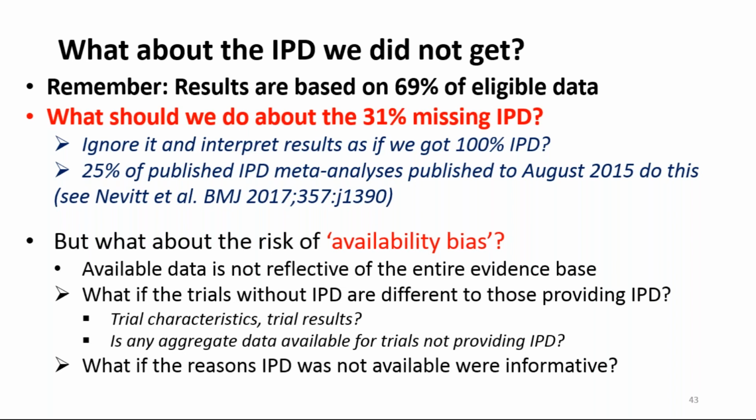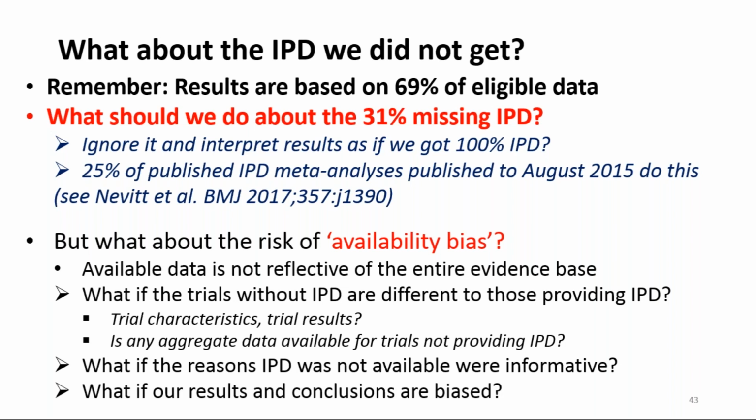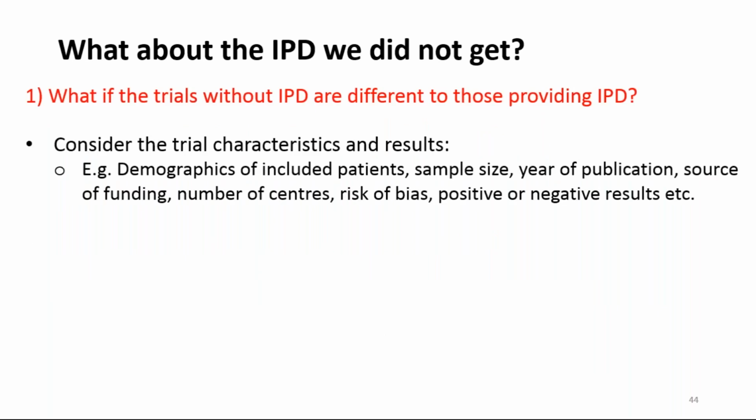Also think about if there is any informative reason behind why IPD may not be available. Could that be related to the results? And ultimately, are our conclusions and our results from this work biased by the fact that we don't have all of this data? So we can examine each of these. Firstly, whether the trials without IPD are different to those that have provided IPD. And we can consider the characteristics and results of the trials, such as different demographics, how big the trials are, when they were published, who they were funded by, whether they have any risks of bias, positive, negative results, and so on.